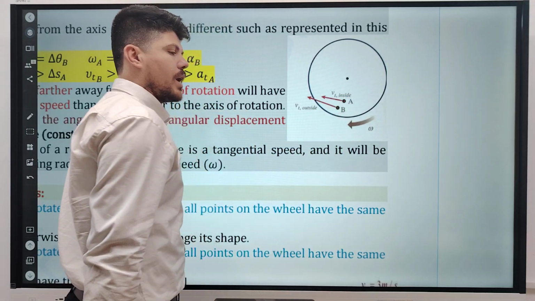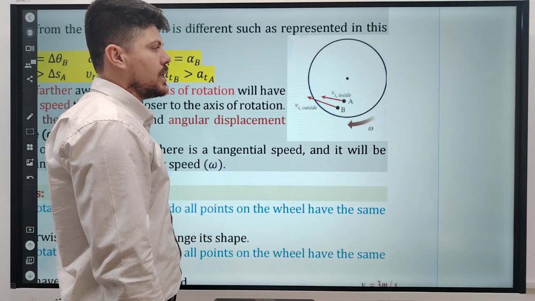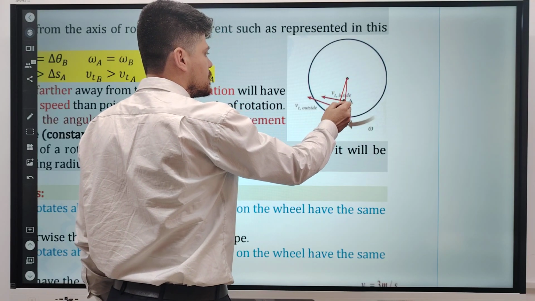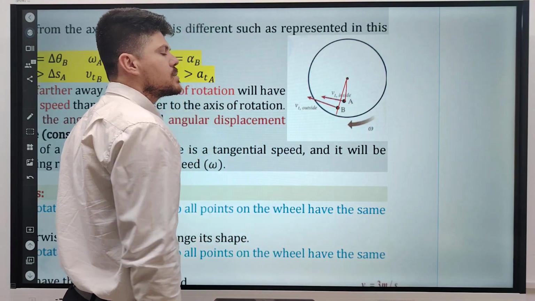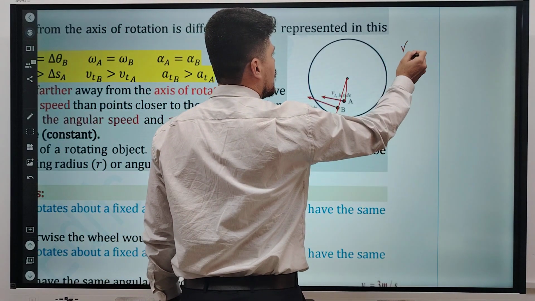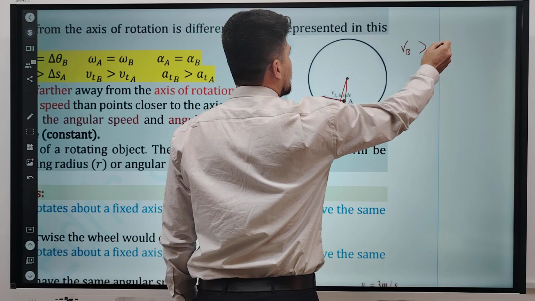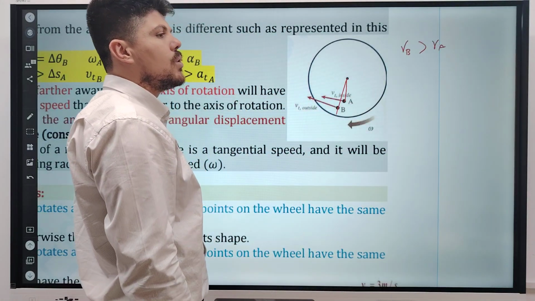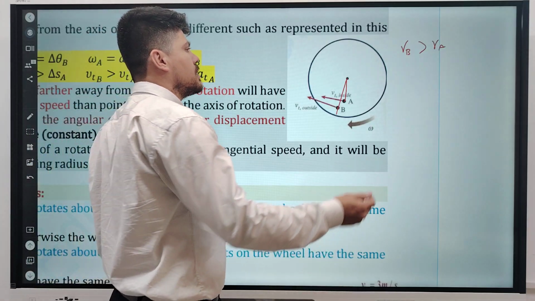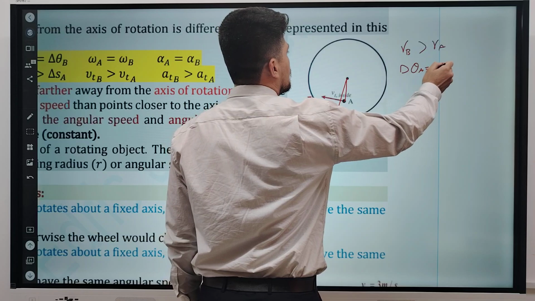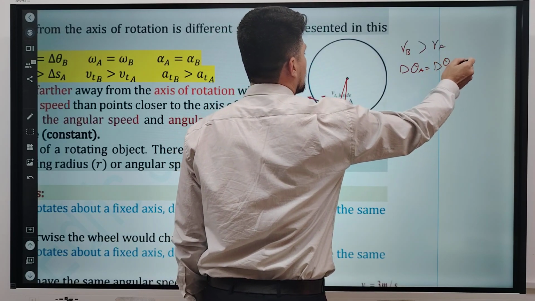How many points do we have? We have 2 points, A and B. This is A and this is B. Which one has more distance from the axis of rotation? Absolutely, RB is bigger than RA. So which point has more angular displacement? Same. Theta A is equal to theta B.